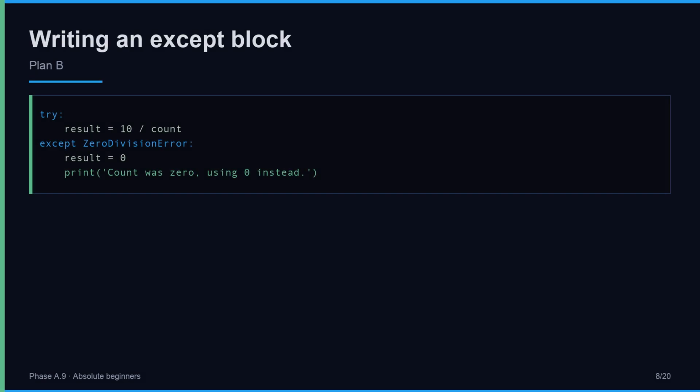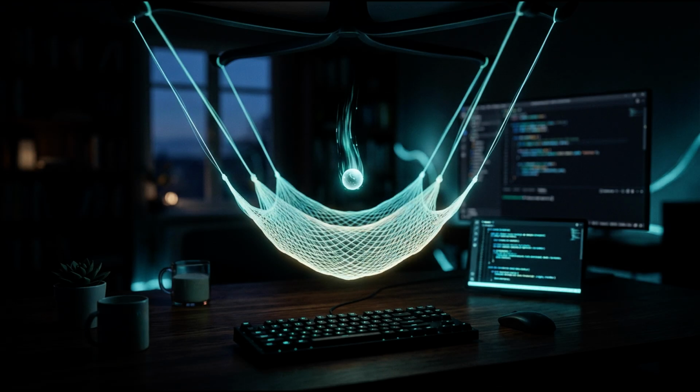The except block is your plan B. You write the word except, optionally the exception type you want to catch, a colon, and an indented body. Here we divide 10 by count. If count is 0, Python would normally raise ZeroDivisionError and stop. But because we wrote except ZeroDivisionError colon, Python jumps into our except body instead. We set result to 0 and print a calm message. We chose what happens. That is the whole idea. Plan B, except is a net. It catches a specific kind of failure so your program keeps moving.